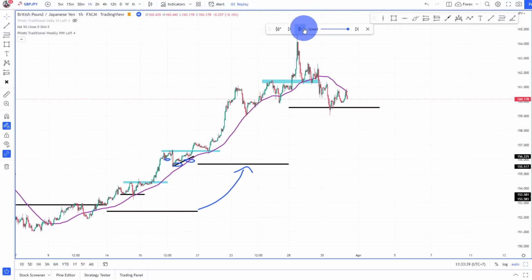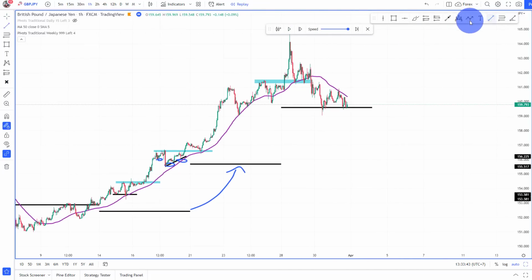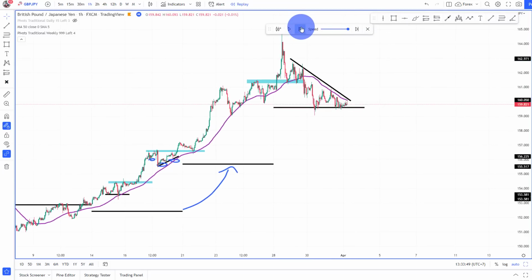So that is very interesting. We are testing the pivot as support. Are we getting below it now? And that could then start a trend change, or we get here back above the trend line to a continuation. And that is then the game that you can play.